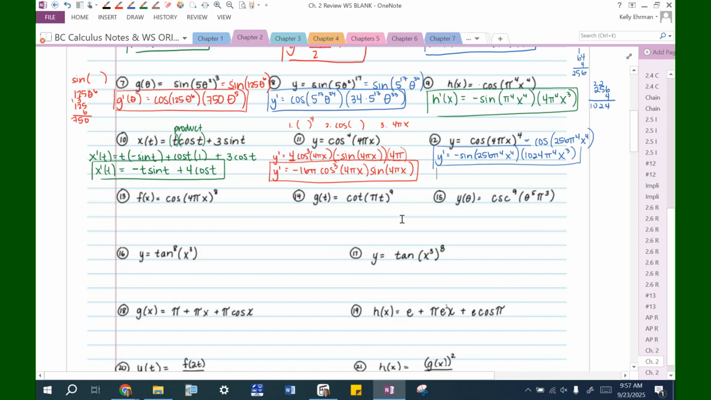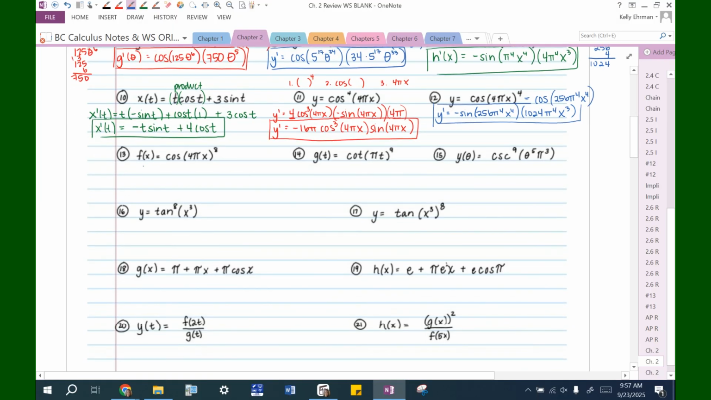All right, let's take a look at number 13. So same idea. I'm not going to figure out 4 to the 8th. I'm just going to write it as 4 to the 8th, pi to the 8th, x to the 8th. So f prime of x is equal to the derivative of cosine is negative sine of u times the derivative of u, 8 times 4 to the 8th times pi to the 8th times x to the 7th.